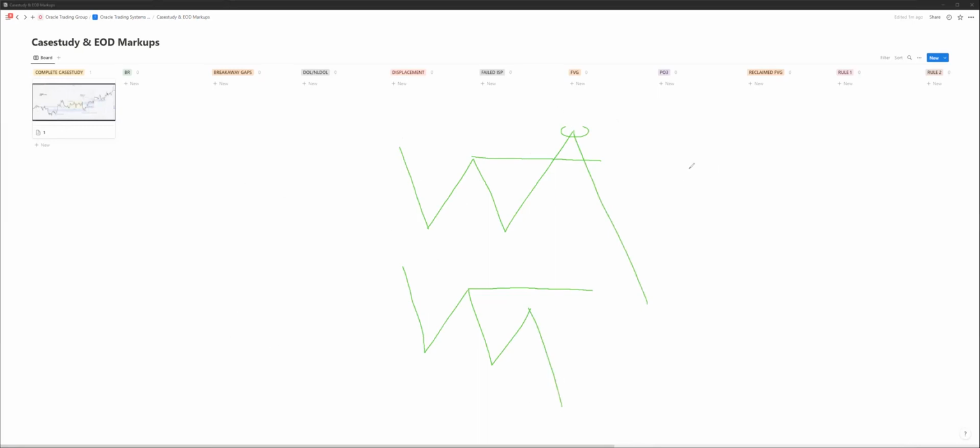You can also look at this on the DXY. If you have a higher low on the DXY, but instead of making a lower high on an EU, you make a higher high, you'd then look at this as a reversal, right? Because it's showing weakness and it's showing that this is in fact a sweep.